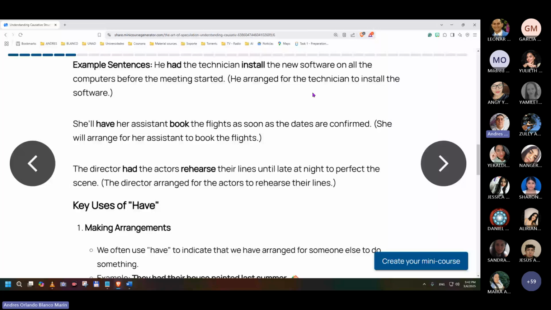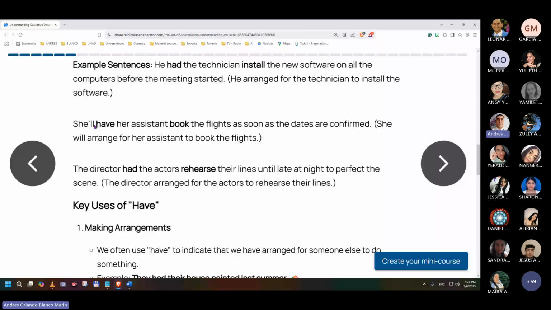She'll have her assistant book the flights as soon as the dates are confirmed. She'll have her assistant book the flights. What is the verb tense of this sentence? Present, past, or future? Future. Simple future. I'm using will have.